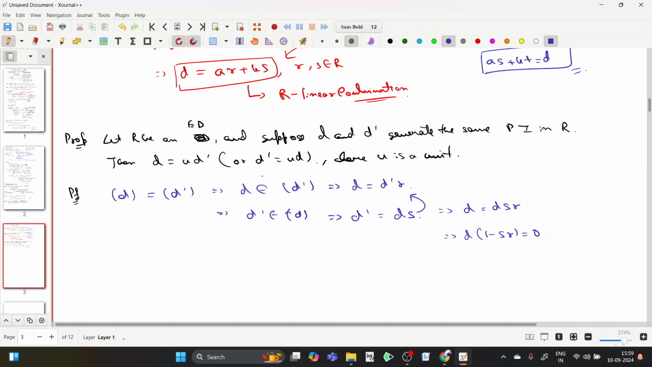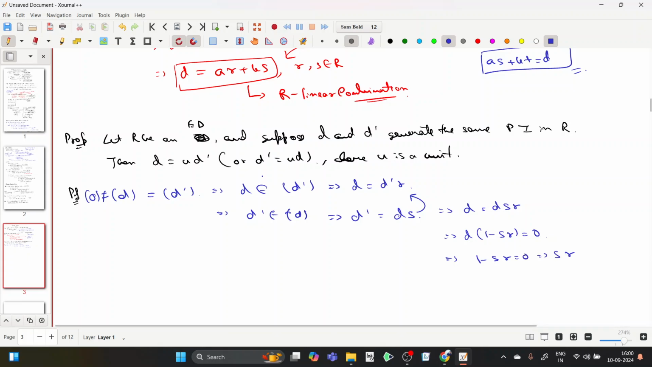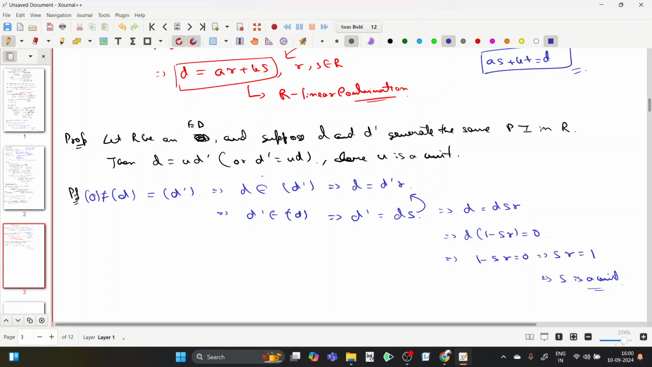Now D is a generator of an ideal. So typically we can assume it to be non-zero, because if it is 0, then there is nothing to prove. The 0 ideal is necessarily unique, right? There's nothing to talk about regarding the generator of the 0 ideal being a unit multiple. So if D or D dash is 0, then it's a trivial case. So assuming D is not equal to 0 or D dash not equal to 0, let this be the case we start with. So this means that 1 minus SR is 0, or SR is equal to 1, but that means S is a unit, or whatever, R is a unit, and we're done, right?